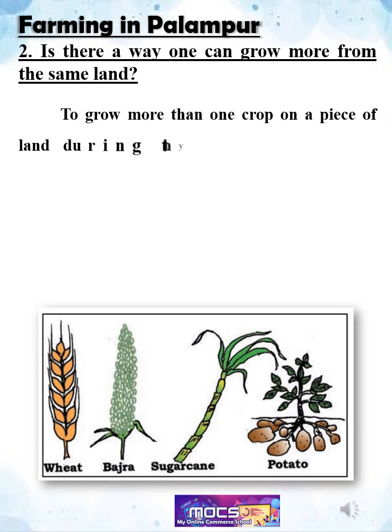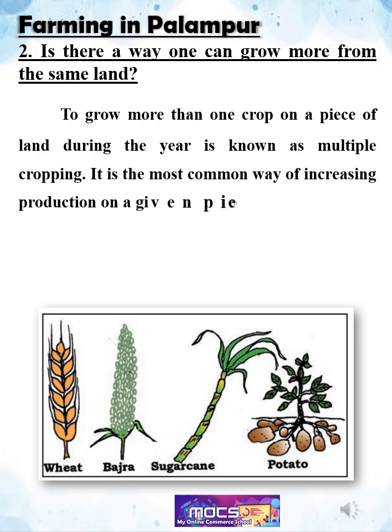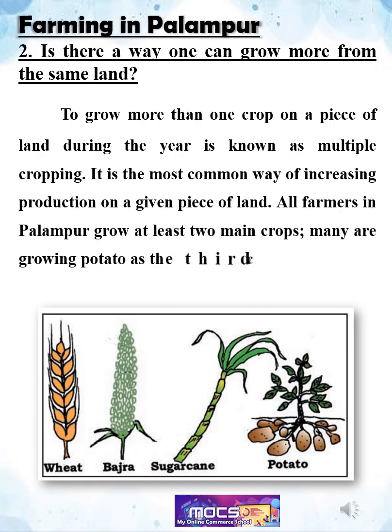To grow more than one crop on a piece of land during the year is known as multiple cropping. It is the most common way of increasing production on a given piece of land. All farmers in Palampur grow at least two main crops. Many are growing potato as the third crop in the past 15 to 20 years.